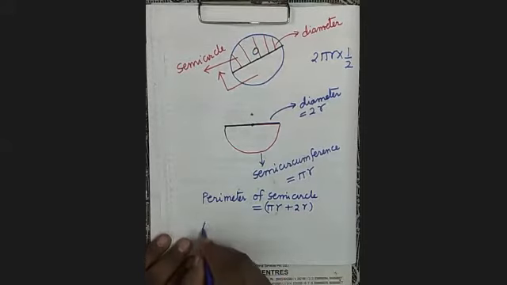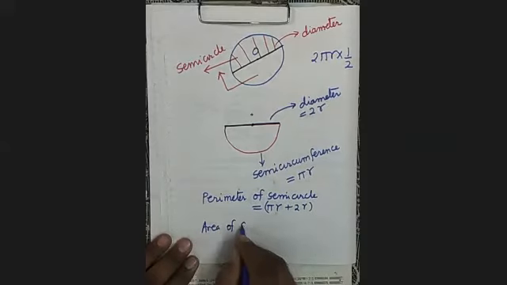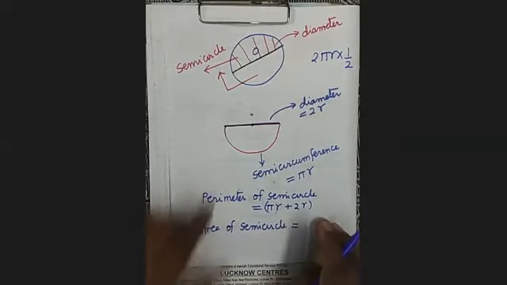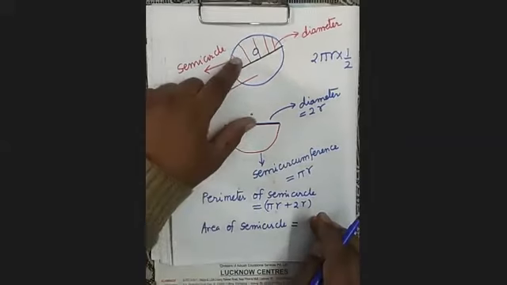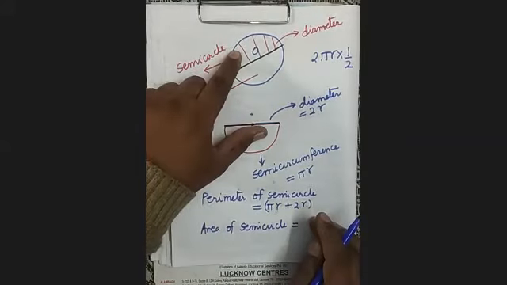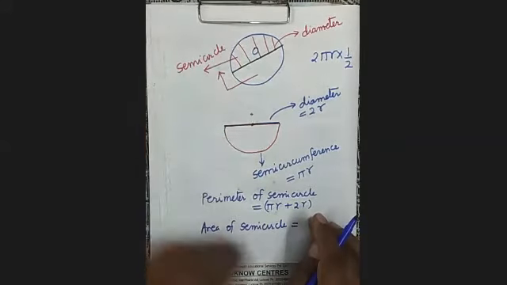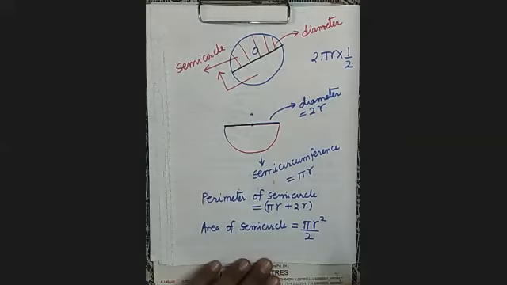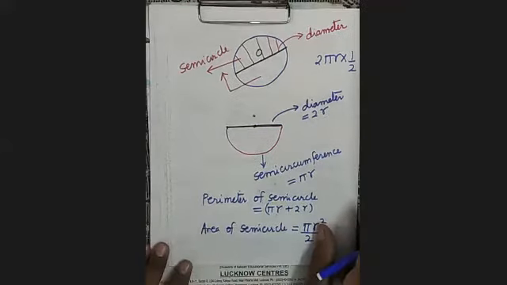What is the area of the semicircle? It is half of the circle because it is a 1/2 part of the circle. 1/2 part of the circle means it will be pi r square upon 2. It's clear? So this is the semicircle.